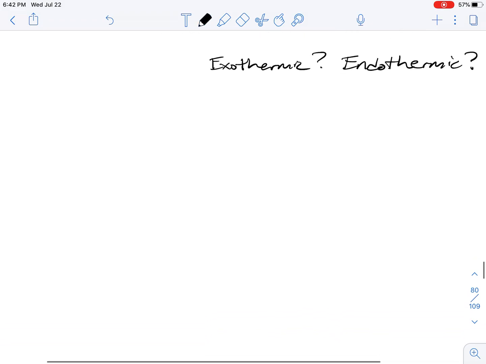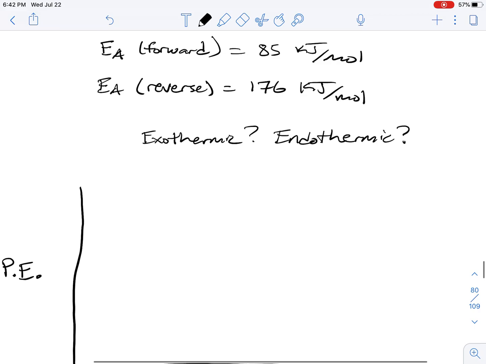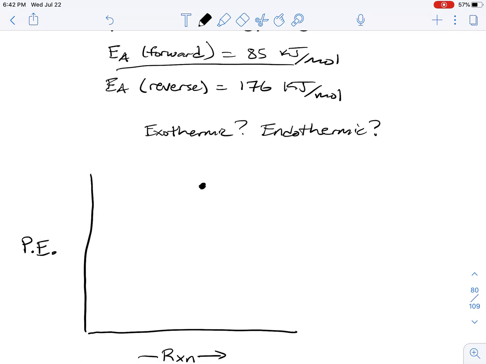And so for sketching a potential energy diagram, we know that PE, or potential energy, is going to be on the y-axis, and we can write the progress of the reaction on the x-axis. Since the height of the potential energy diagram for both the activation energy in the forward and reverse direction is going to be the same, they're going to start randomly at this point. So this is just an arbitrary point. And for the forward direction, since it's 85 kilojoules, I'm going to arbitrarily say that this height is going to represent 85 kilojoules per mole. And since this is the forward direction.